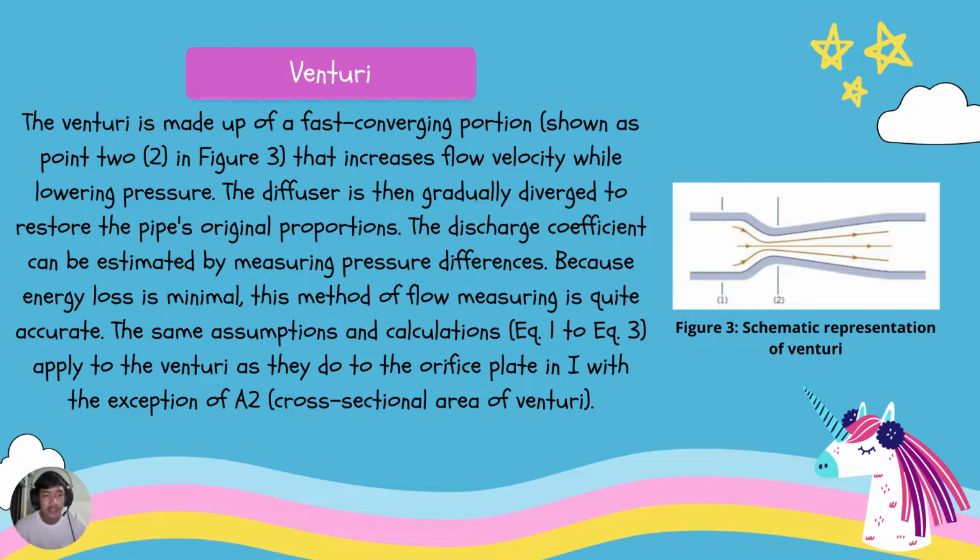Because energy loss is minimal, this method of flow measuring is quite accurate. The same assumption and calculation, equation 1 to equation 3, apply to the venturi as they do to the orifice plate, with the exception of A2, which is the cross-sectional area of the venturi.